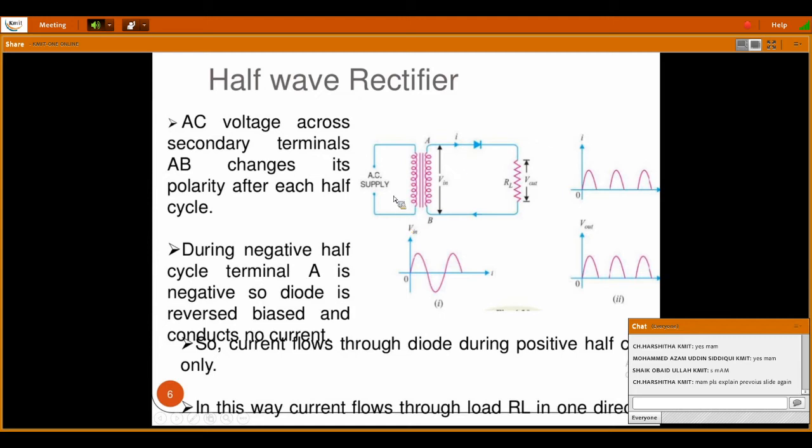Now what happens during negative half cycle is, point A at the secondary of the transformer is maintained at negative potential compared to B. So negative is given to the anode of the diode, which makes the diode reverse biased. If the diode is reverse biased, it acts as an open circuit. It does not conduct. And if it does not conduct, no current flows in the external circuit. So output is equal to 0.